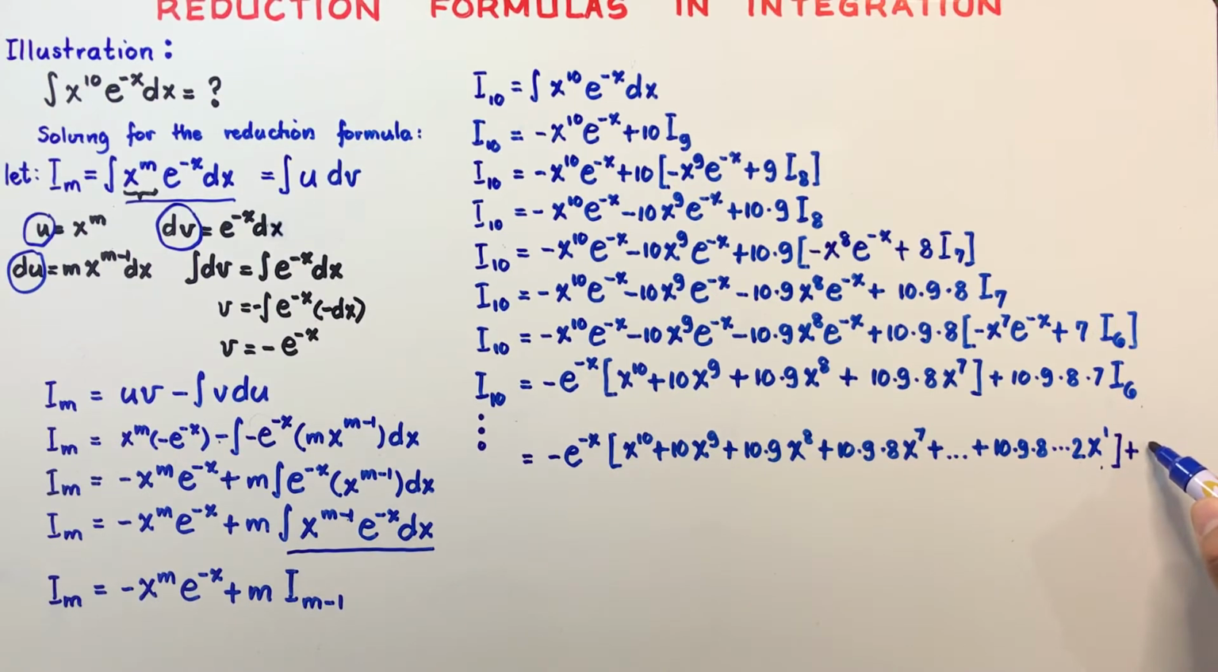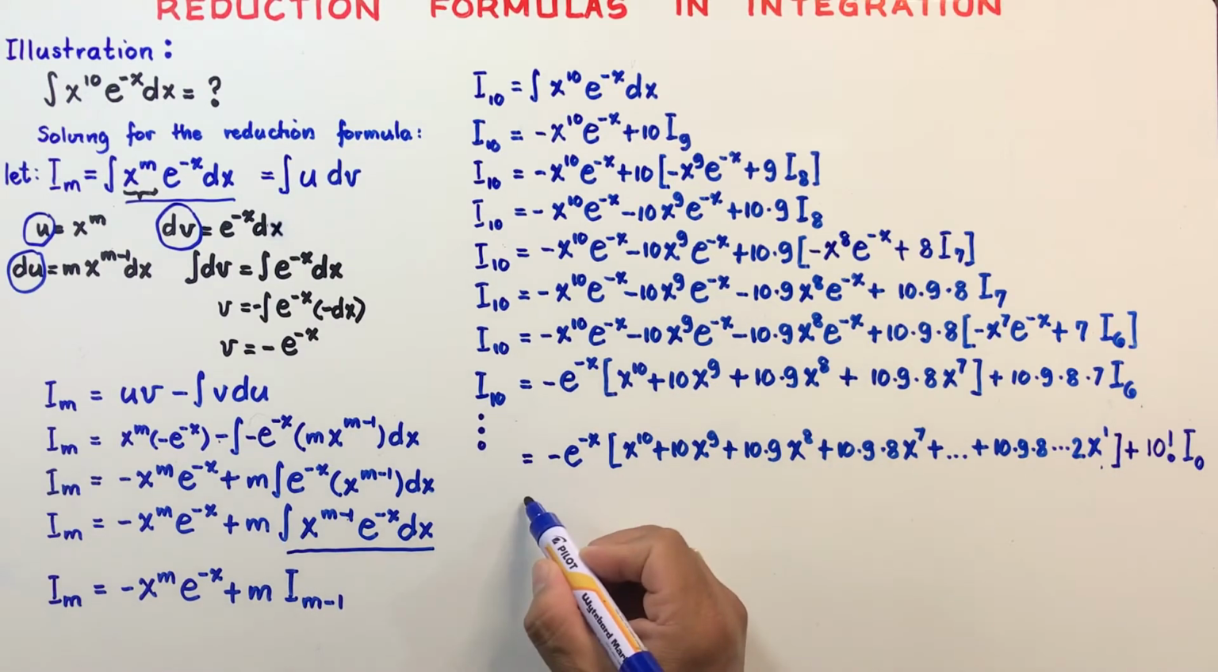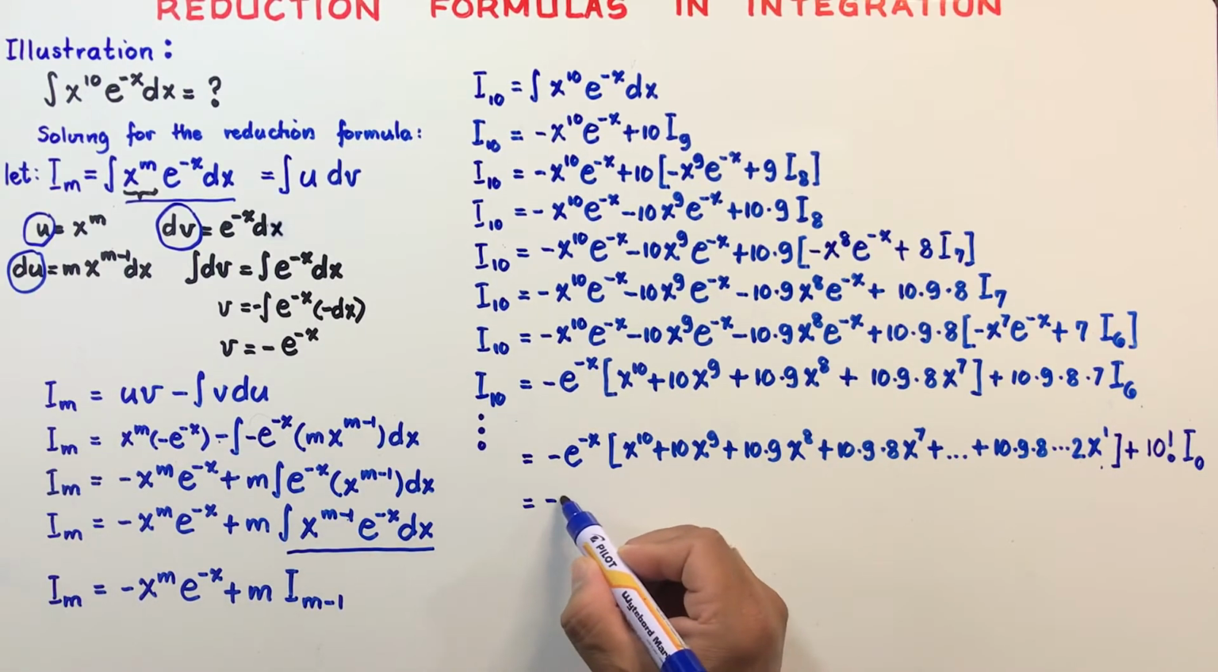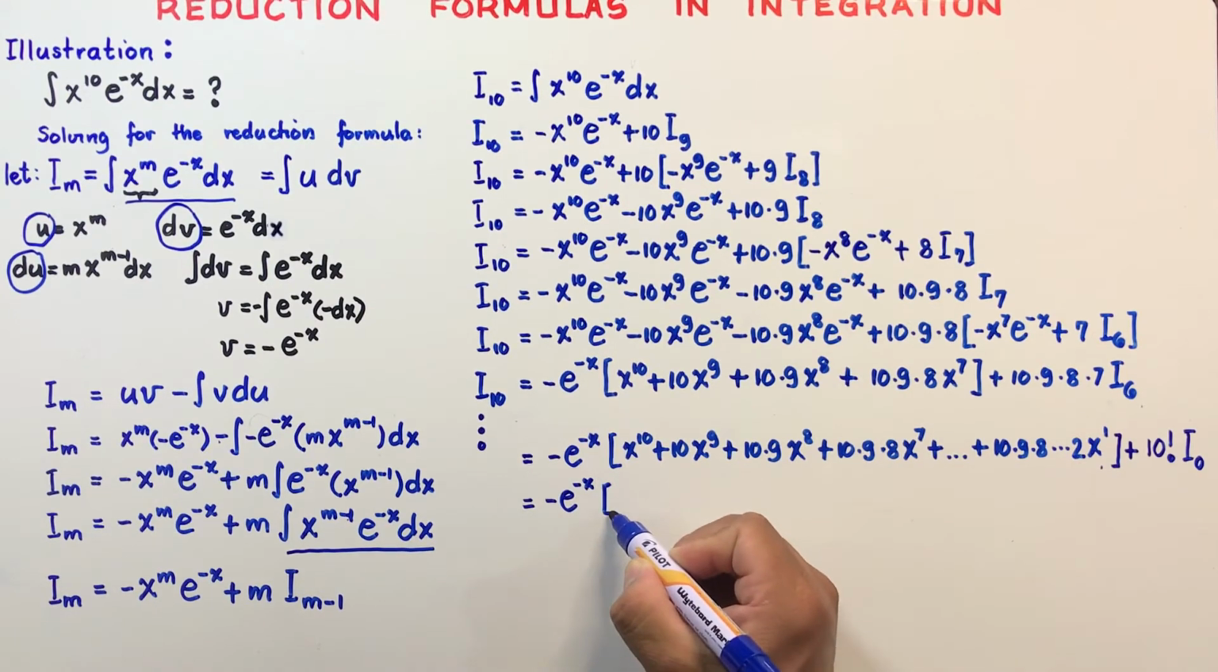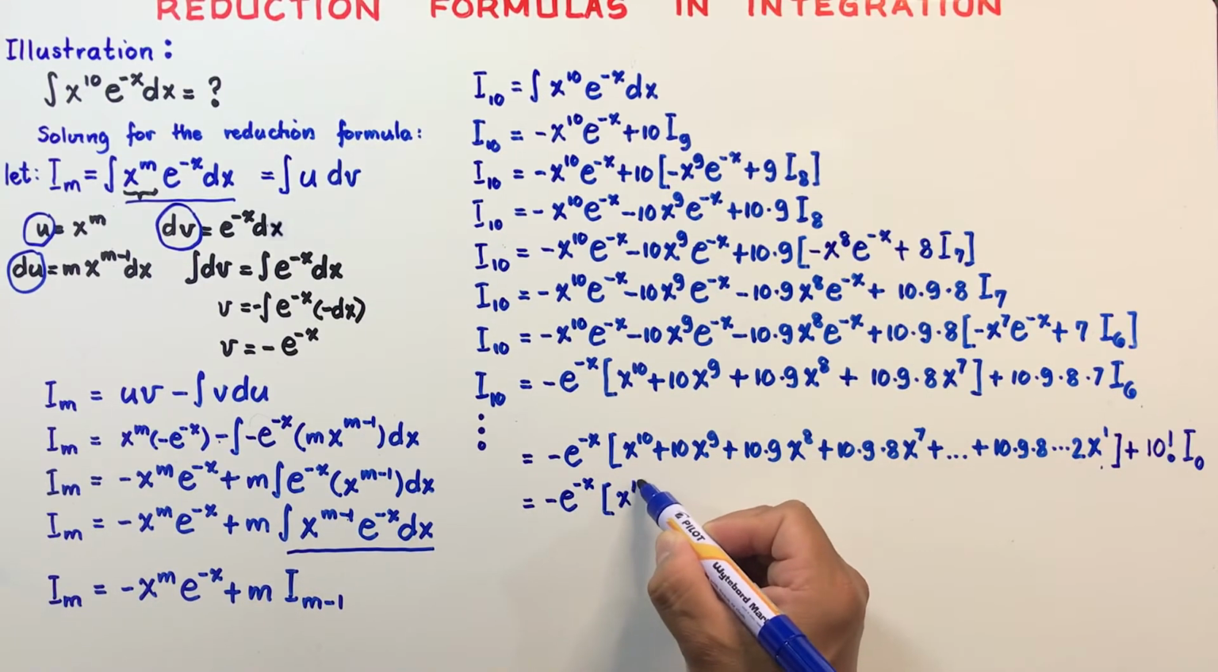So 10 times 9 times 8 times 7 up to 1, which I can represent as 10 factorial. And this is multiplied by I sub 0. And applying for the last time the I sub 0 there, we have negative e to the negative x times x to the power 10.